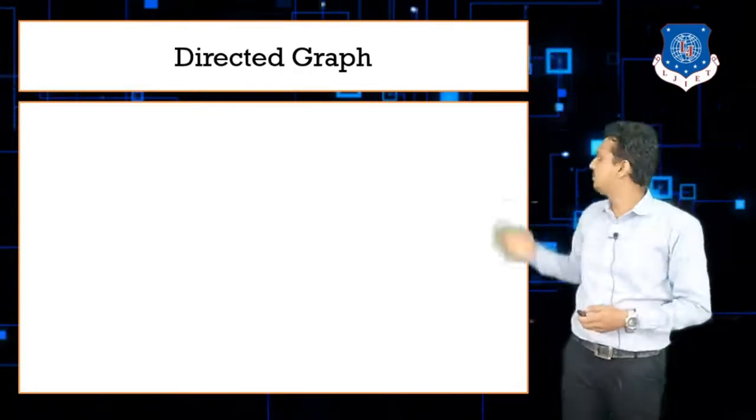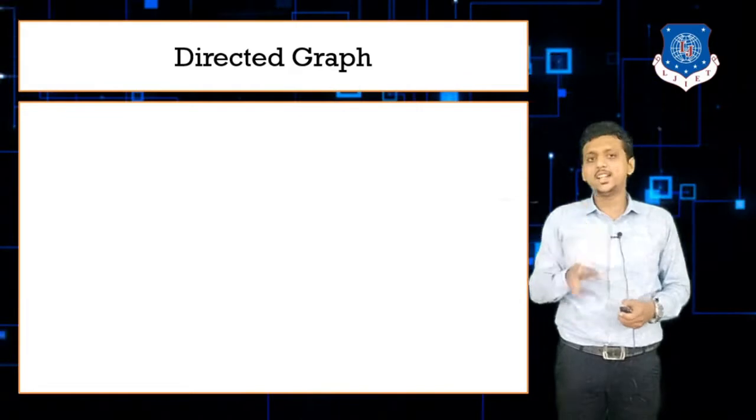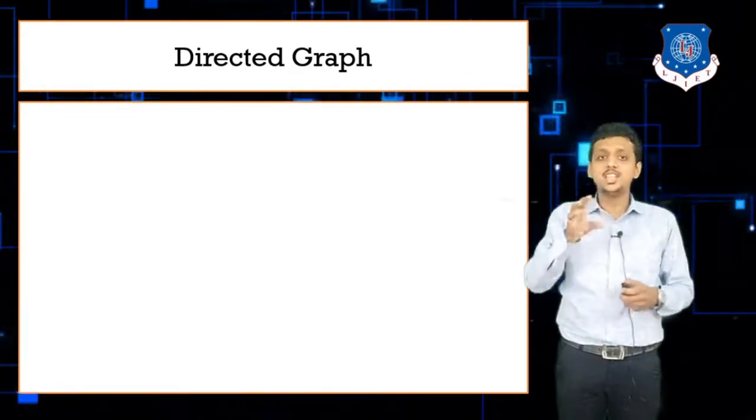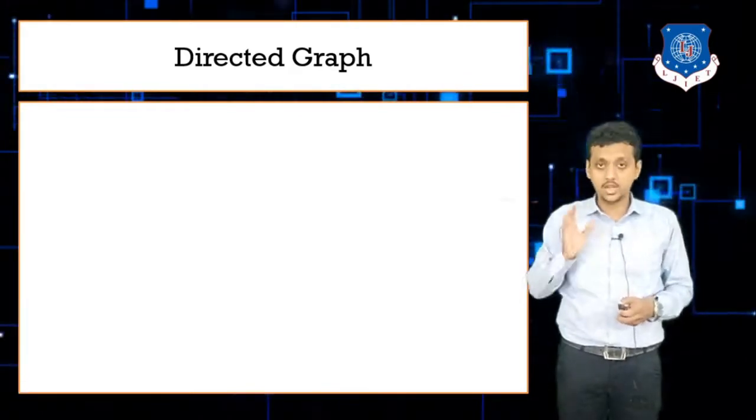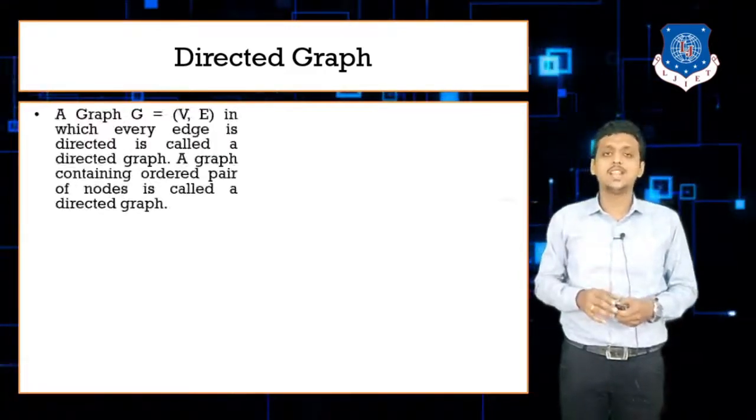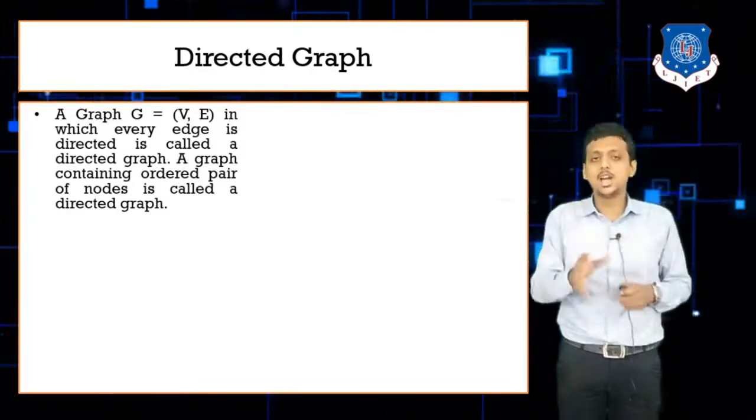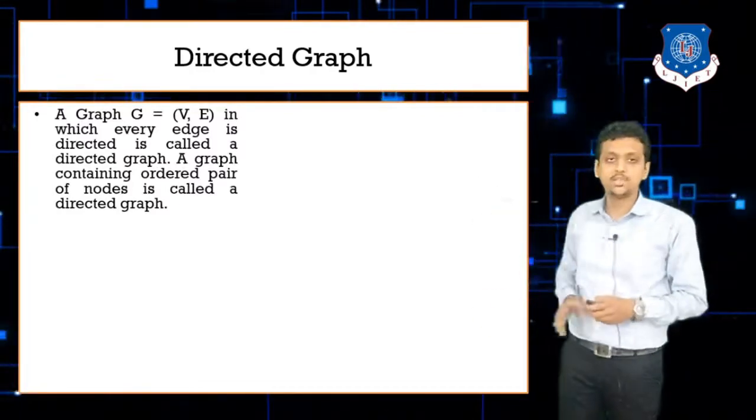So students, first we have directed graph. Directed graph means when the edges show the direction, it is known as directed graph. Okay, so this is a very simple terminology. Now let me show the exact definition of directed graph.